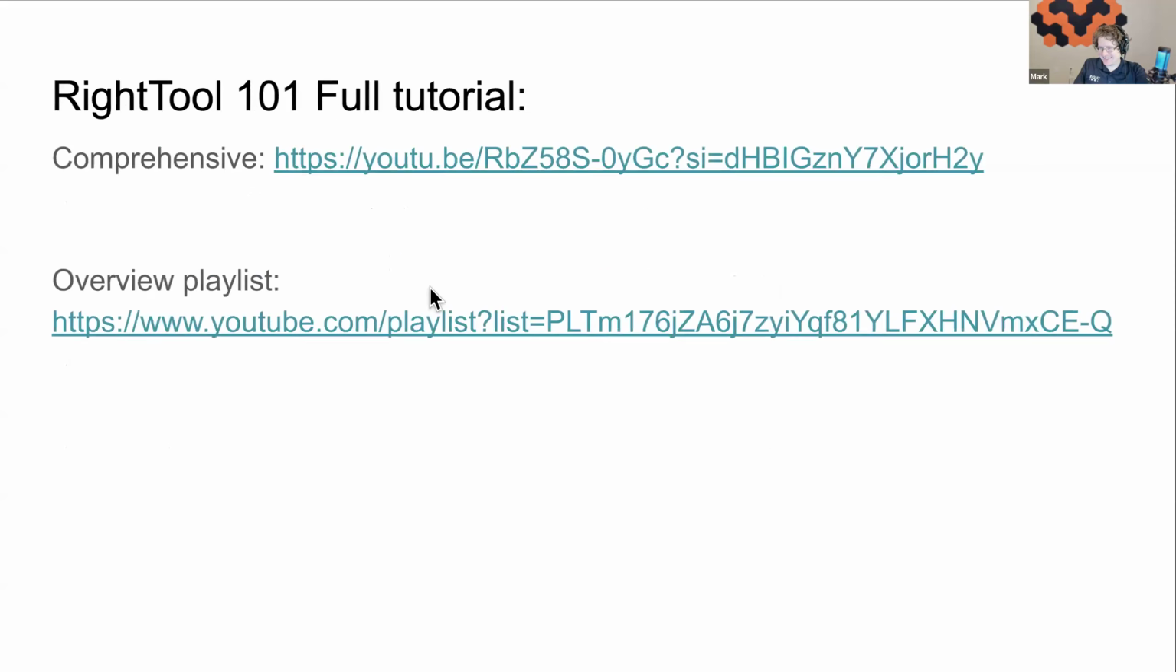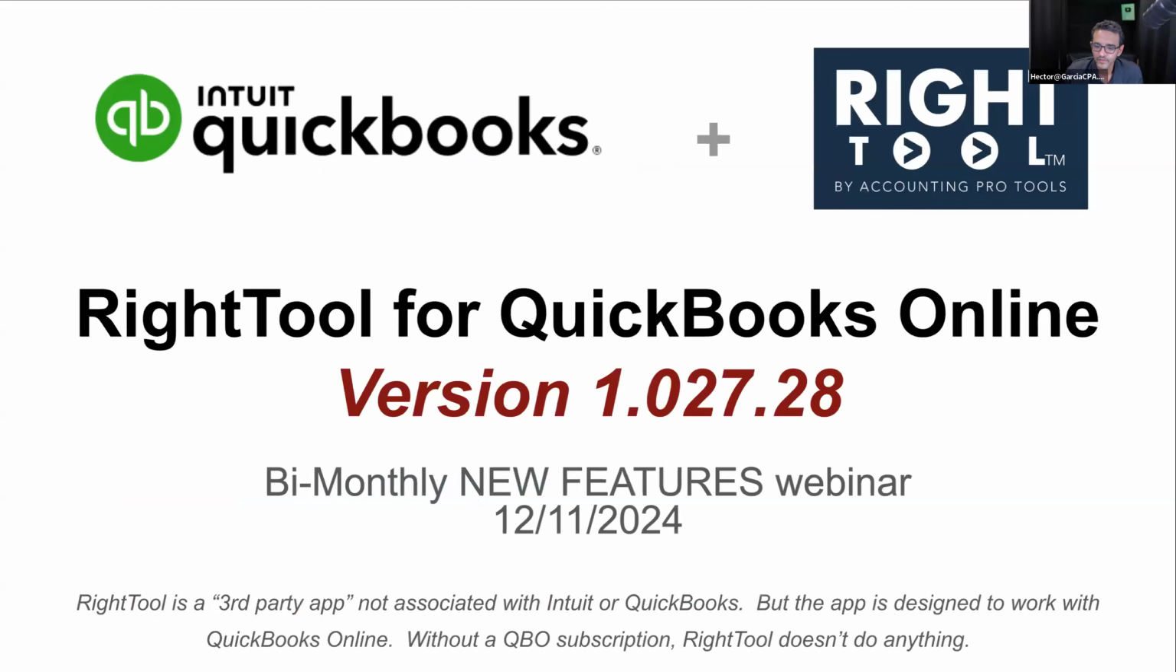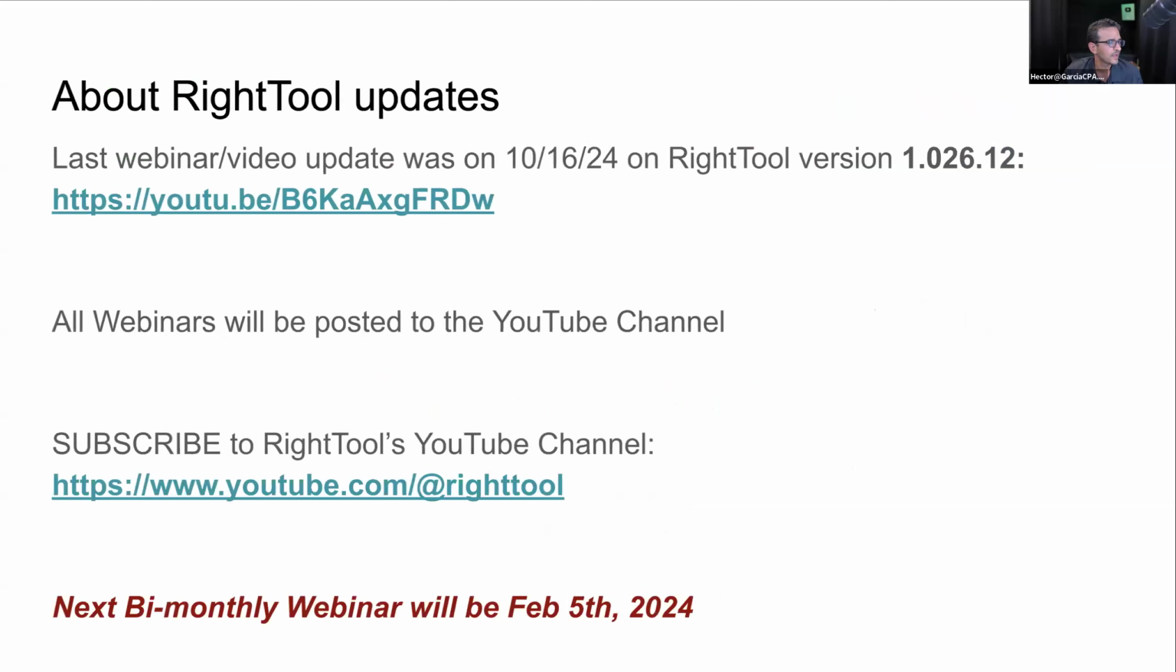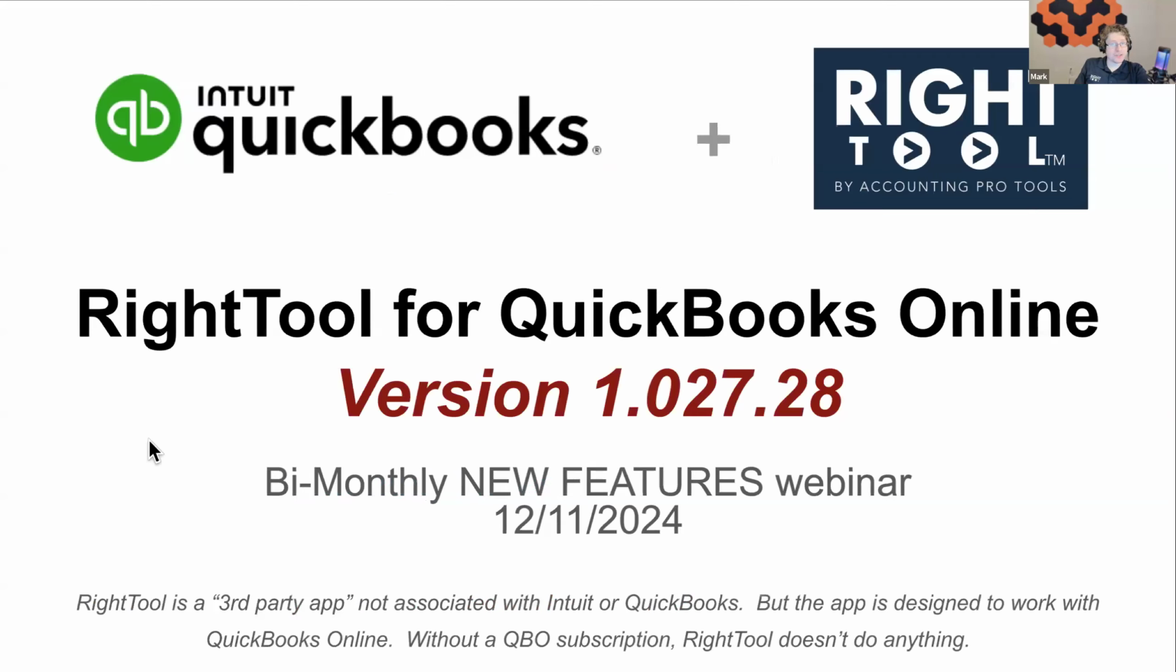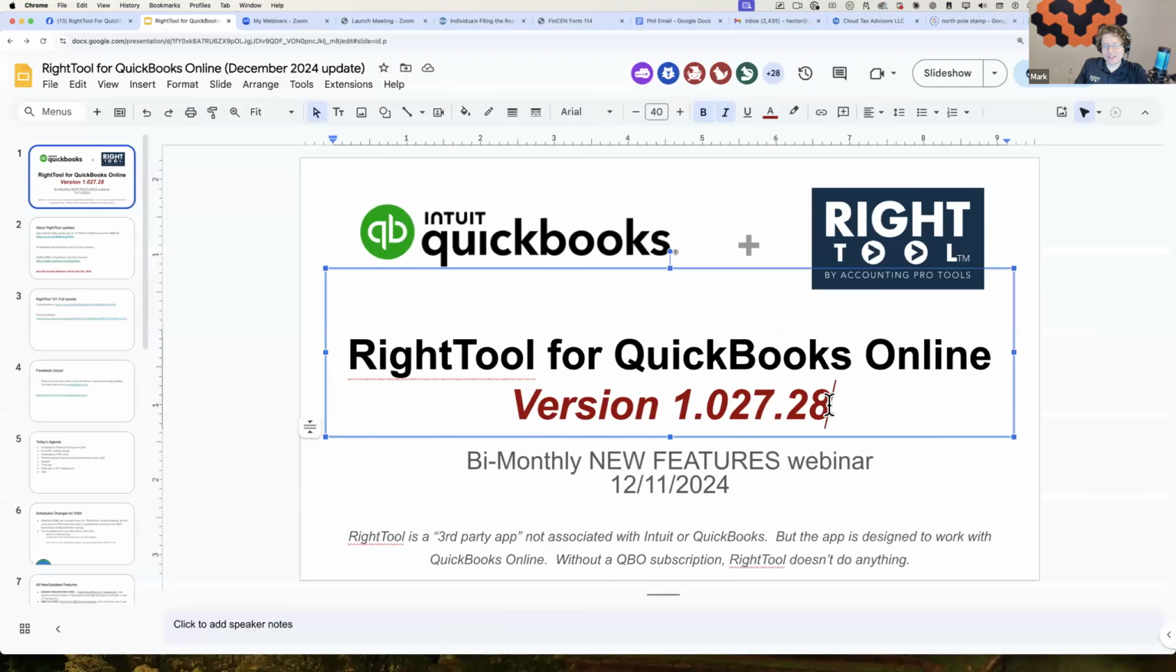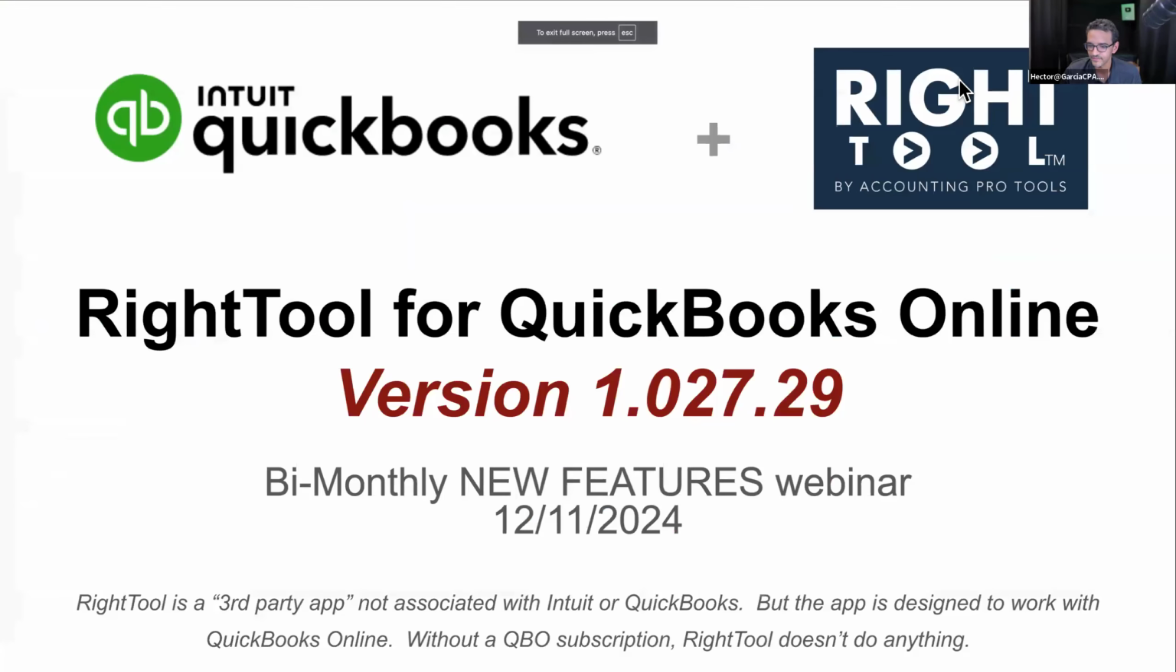All right, so welcome everybody to the bi-monthly webinar for RightTool for QuickBooks Online. We're going to cover today version 1.027.28, which basically means everything that we've done on RightTool up to December 11th, 2024. Essentially, we're going to be covering November and part of December updates. Oh, and actually we need to change that real quick. This is actually 27.9. There was a quick update this morning, I assume.